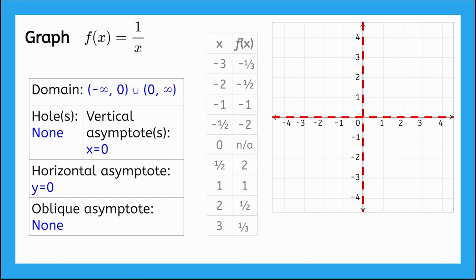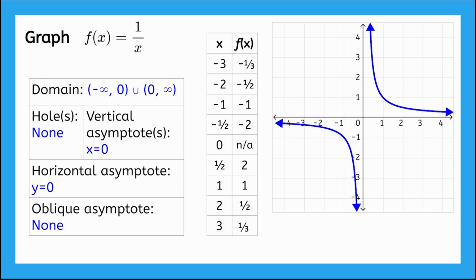Great! You should have gotten these points in your table. And plotting them on the coordinate plane looks like this. Following the asymptotes we already found, we have two pieces of the function, one in the first quadrant and one in the third quadrant.